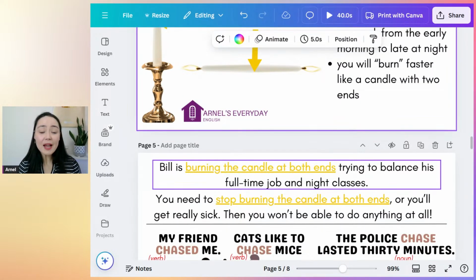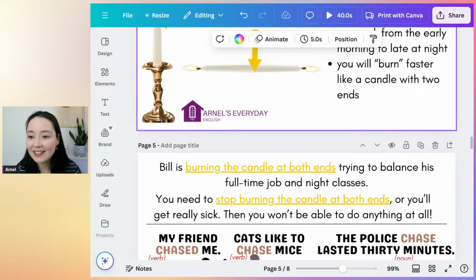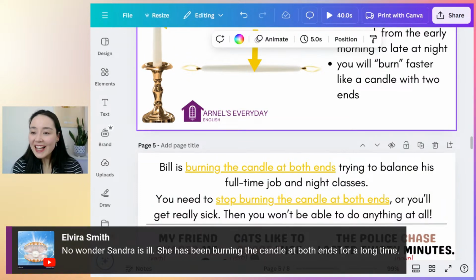Bill is burning the candle at both ends, trying to balance his full-time job and night classes. You need to stop burning the candle at both ends, or you'll get really sick. Then you won't be able to do anything at all. Elvira, no wonder Sandra is ill. She has been burning the candle at both ends for a long time. That's right. If you do that, you will get sick, won't you? Absolutely.